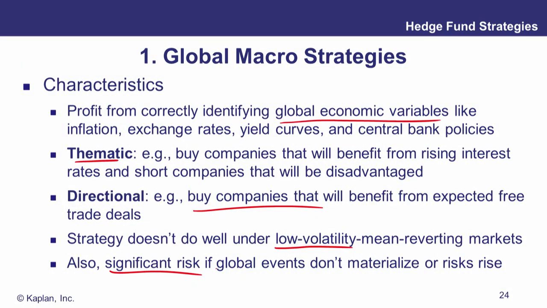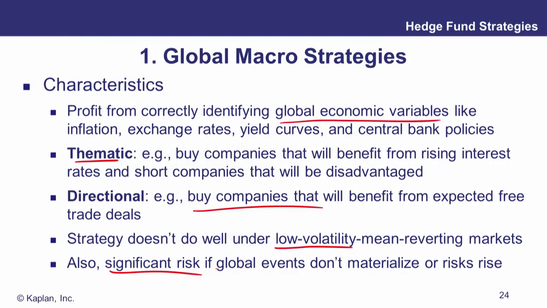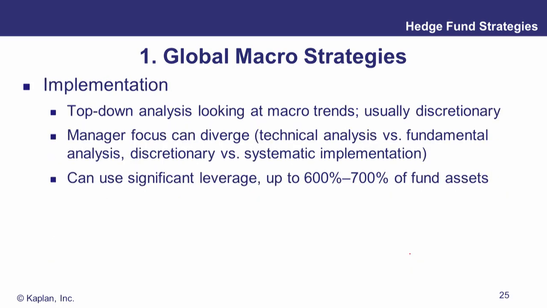Also, a bit like our event-driven strategies from earlier, if the factor, be it interest rates, the free trade deals, inflation, if it doesn't move the way you think it's going to do, then you're going to lose some money. So if those events don't materialise or other risks affect your positions that you didn't previously identify, then you might be in some trouble. Okay, implementation, a bit of repetition of what's gone before. So top-down analysis, looking at macro trends, it tends to be more discretionary, the more gut feel approach rather than systematic, but systematic approaches do exist in this strategy.